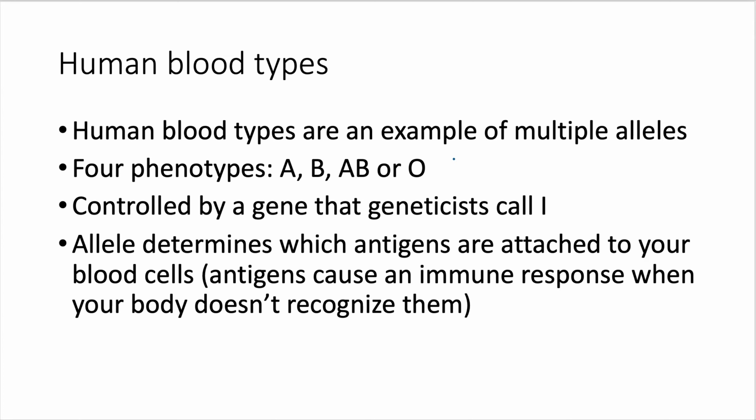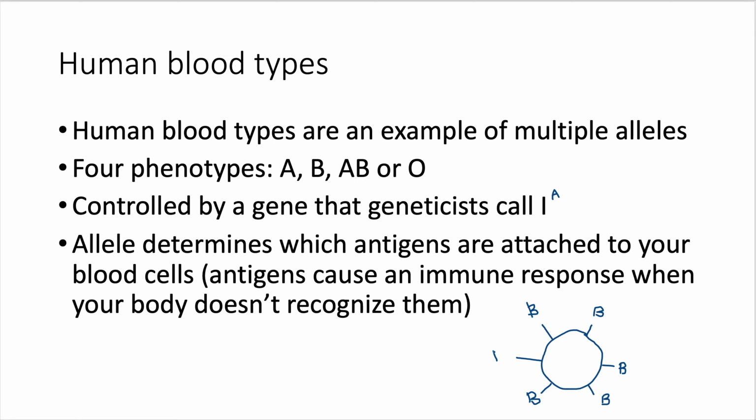So geneticists usually do this. They call the gene I for blood type, and then they'll do a superscript, like an exponent, like a little a for type A. And the allele determines which antigens are attached to your blood cells, and antigens cause an immune response when your body doesn't recognize them. So for example, I have type B blood, so I have these little guys that stick out on my blood that say B, and my immune system knows that if it has these little flags that say B, then it's okay. That belongs to my body.